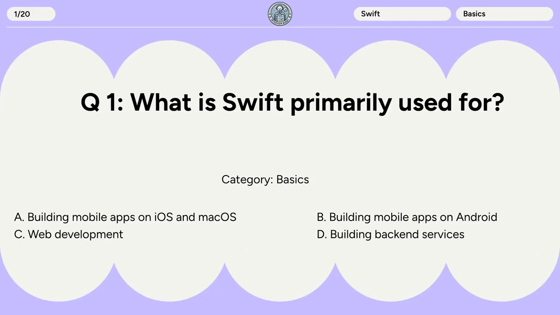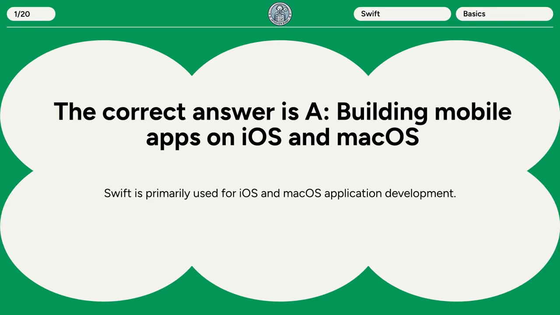Question 1. What is Swift primarily used for? A. Building mobile apps on iOS and macOS. B. Building mobile apps on Android. C. Web development. D. Building backend services. The correct answer is A. Building mobile apps on iOS and macOS. Swift is primarily used for iOS and macOS application development.